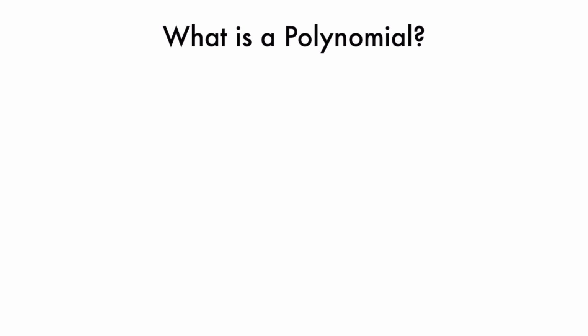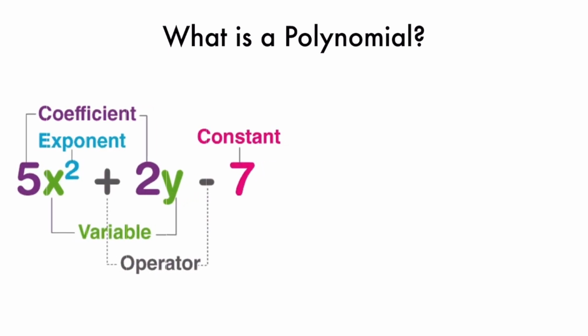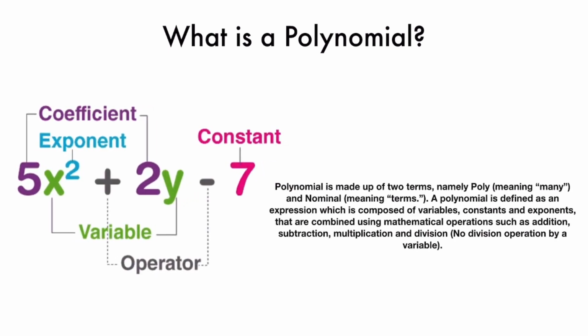So, what is a polynomial? Also, fun fact, polynomials are so fun to say if you say it slowly. Polynomial. Anyway, a polynomial is made up of two terms, named poly, meaning many, and nominal, meaning terms.